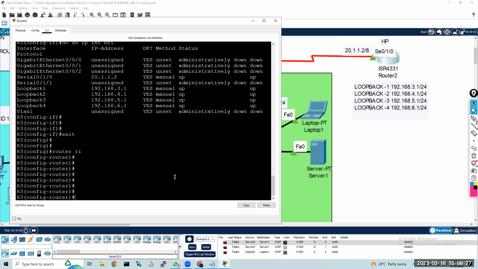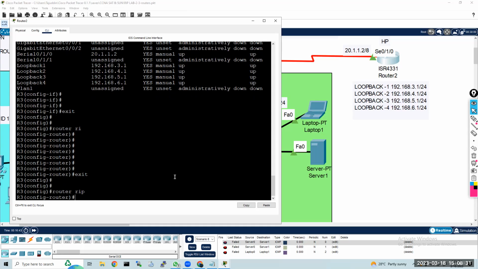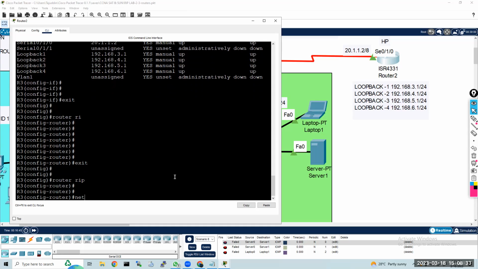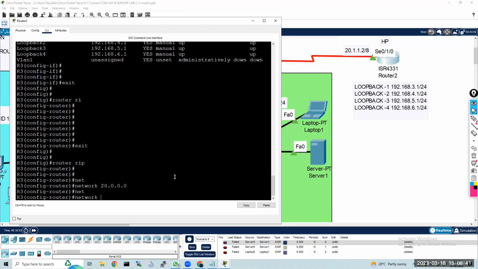Now you can see router RIP. Which networks should I configure? First, configure the 20 network. Then which networks, guys, should I authorize? Who will tell this? The loopback.